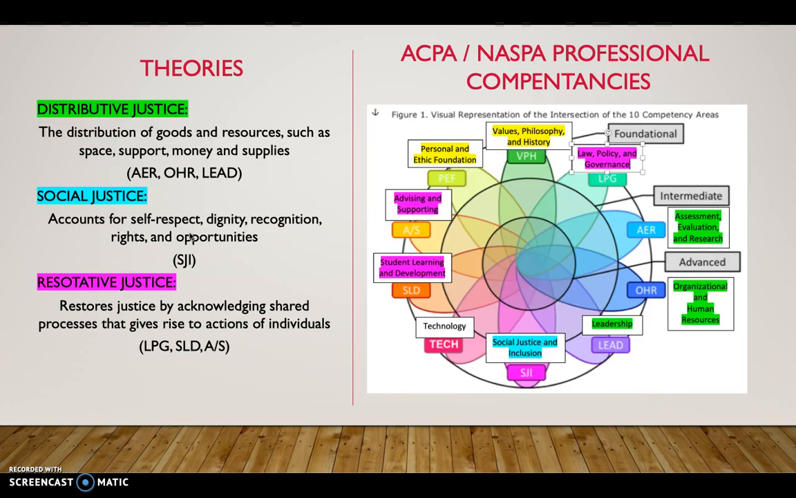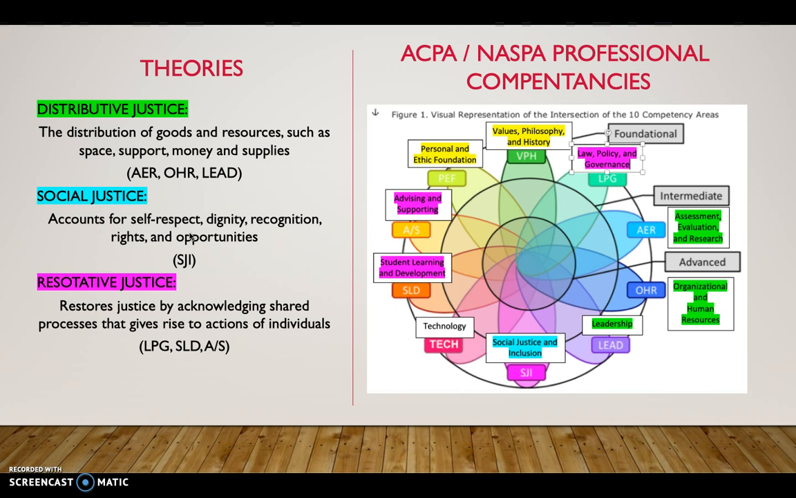All right, so on the right is the NASPA and ACPA professional competencies. I don't really have time to explain each of the 10, but I went and put the words above them and color-coded it. For the theories, they're all in the yellow, I believe. Personal and ethical foundation, values, philosophy, and history apply to all three of them because they're justice theories. But for the distributive, we can see where the organizational and human resources and leadership, the more tangible things, apply more to theory.